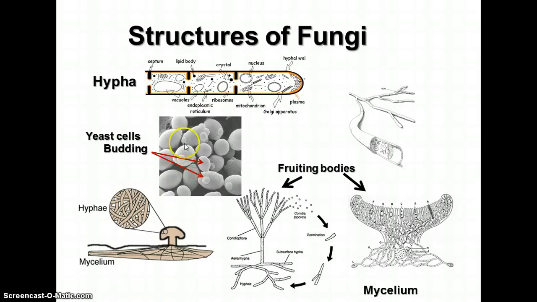We also have a picture here of yeast cells budding. Yeast cells are fungi that are unicellular. Most fungi are multicellular, but some are unicellular. And yeast cells, rather than producing fruiting bodies like the mushroom and other kinds of fruiting bodies that form in other kinds of molds and fungi, undergo an asexual budding process.